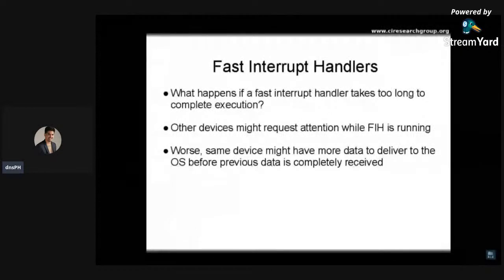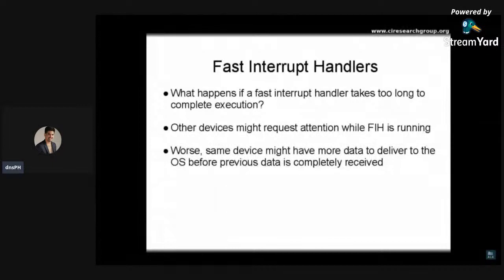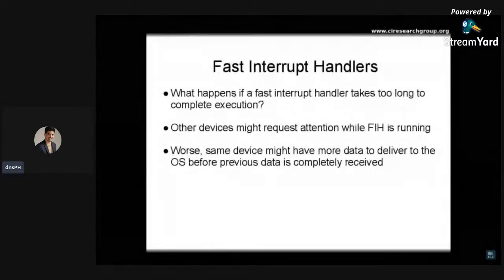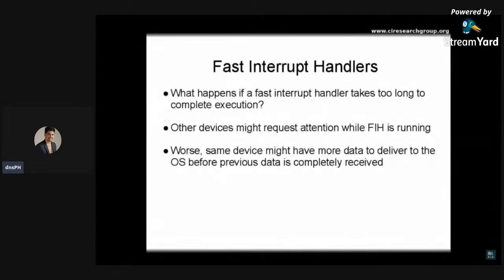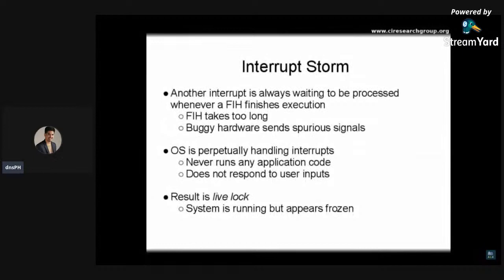So what happens if a fast interrupt handler is coded in such a way that it takes too long? Other devices might be requesting attention at the same time that this long-running interrupt handler is executing. Worse, the same device that generated the original interrupt might now have more data to deliver to the OS before all the previous data is completely received. This could cause hardware failures, buffer overflows, dropped data, dropped messages, all kinds of issues at the hardware level. However, inside the operating system, this could lead to something called an interrupt storm, which is really bad.